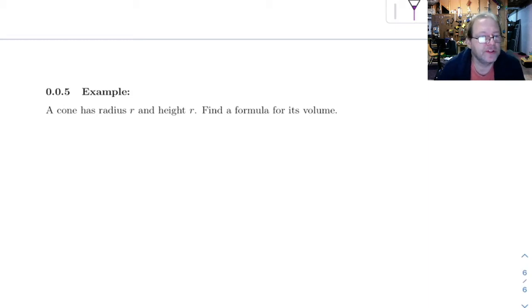Last problem for this section. A cone has radius r and height r. Find a formula for its volume. Okay, so this is for a particular cone where the radius of the cone and the height of the cone are the same.